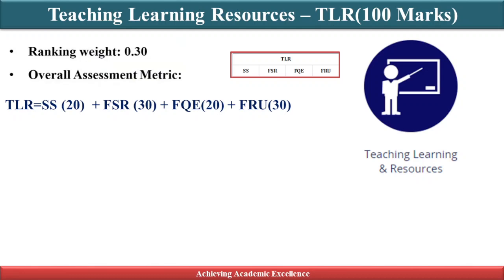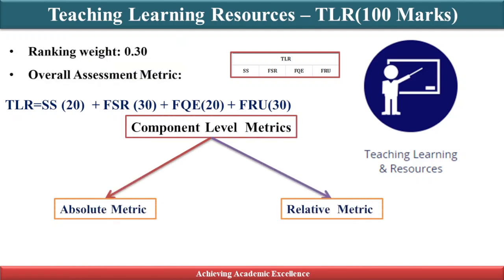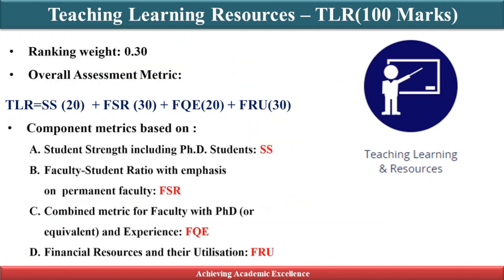Component level metrics are of 2 types: the first one is absolute metric, the second one is relative metric. What's the meaning of absolute metric? Absolute metric associates with a direct formula. If you substitute the values, you get marks. In relative metric, we can substitute the information, but how many marks we will score is all dependent on the information given by other institutions.